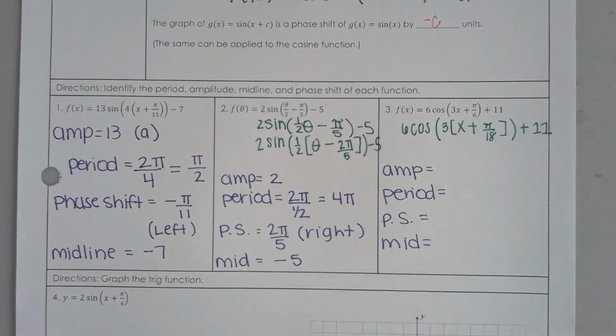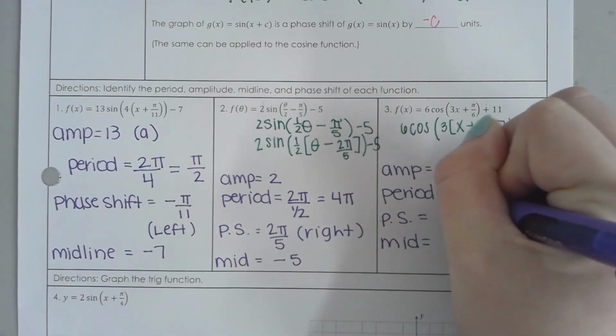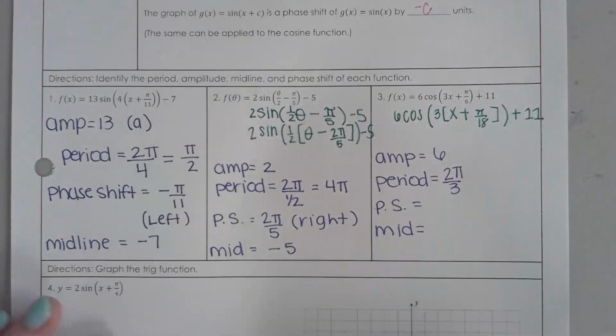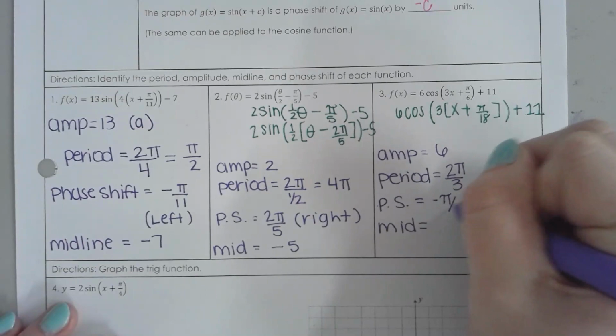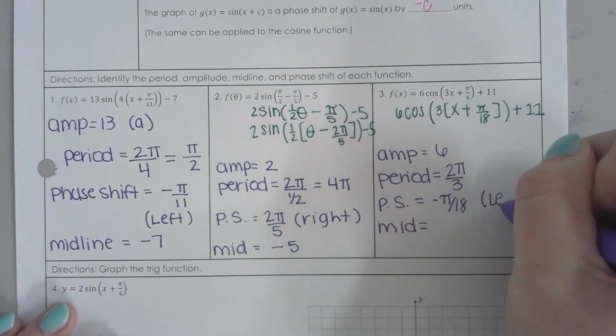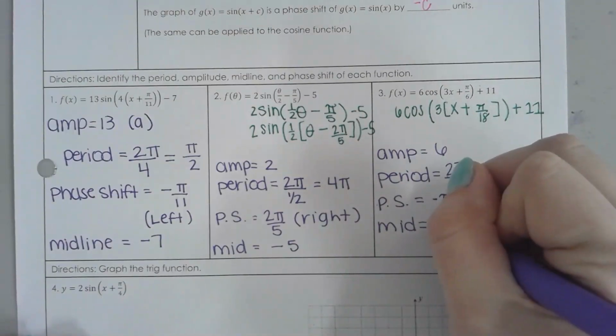What is the amplitude? 6. Good. What is the period? 2 pi over 3. Phase shift? Negative pi over 18. It's going to move left. And the midline is 11.